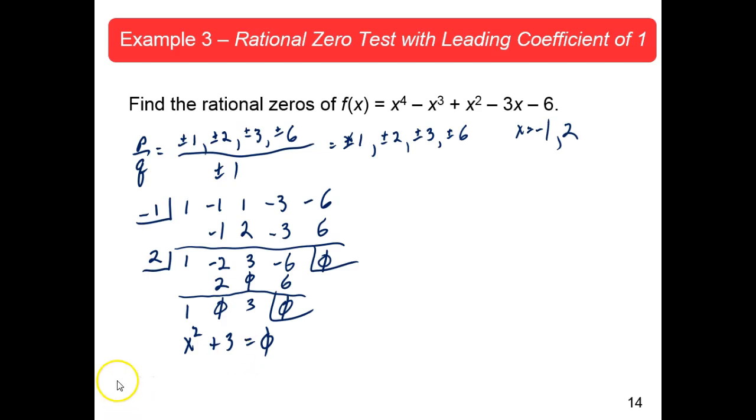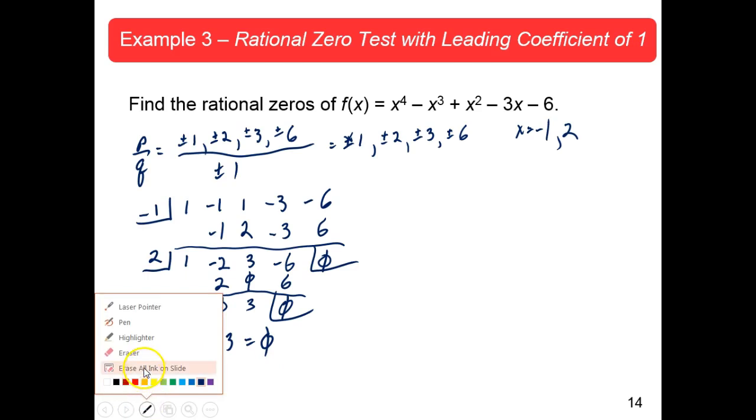You want to watch how they did it? See if there's any difference. Let me erase what we did. Any questions before I erase it?